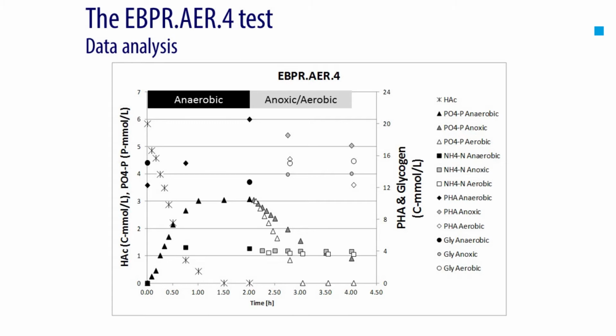To facilitate the visualization of the data, similar markers can be used for similar compounds. For example, circles for glycogen, diamonds for PHA, or triangles for PO4-P, but using different colours, black and white or greyish levels, to identify whether they correspond to the anaerobic in black, anoxic in grey, or aerobic stage in white.